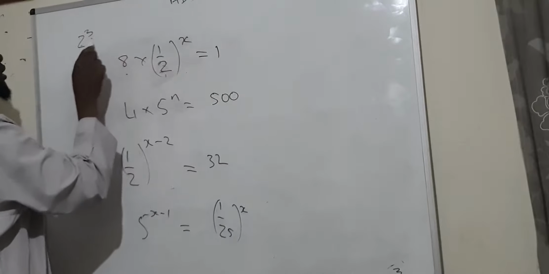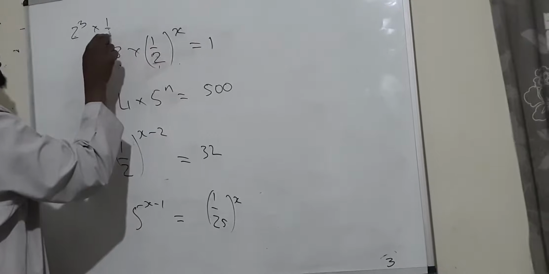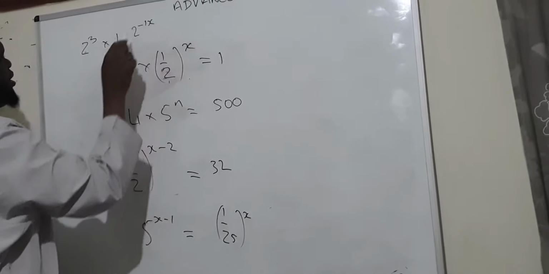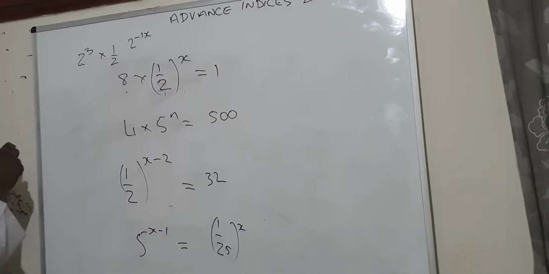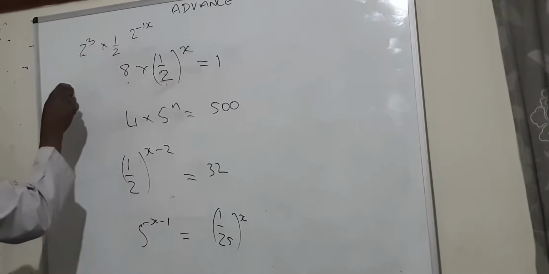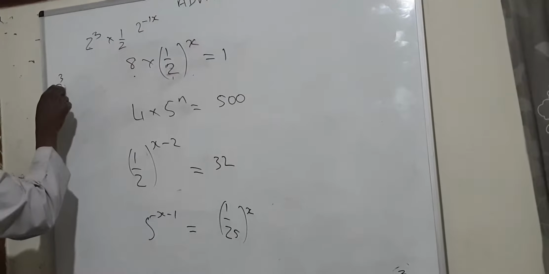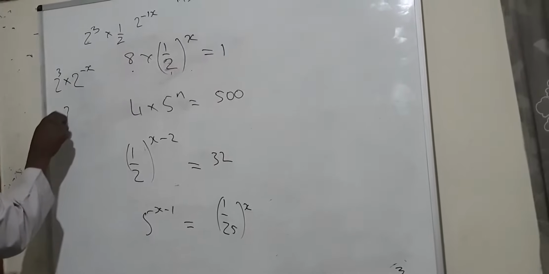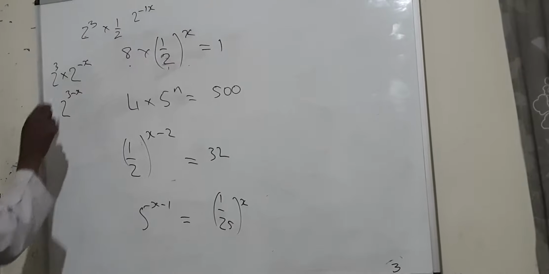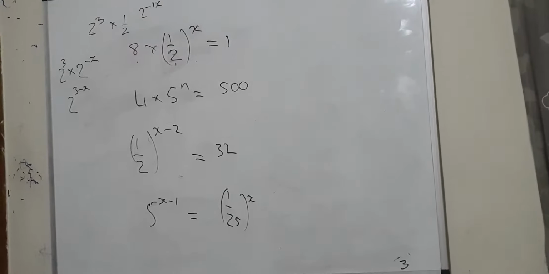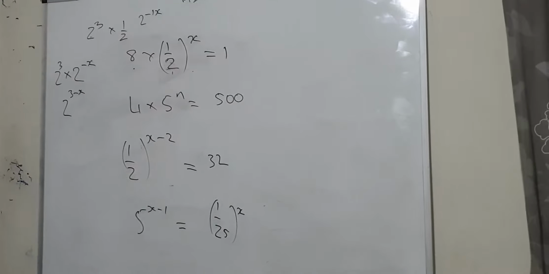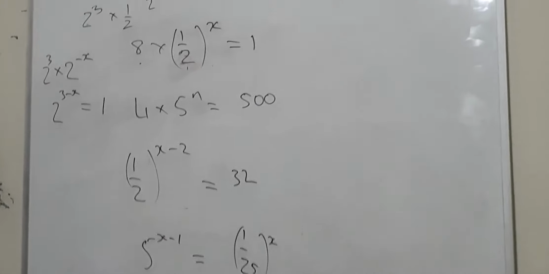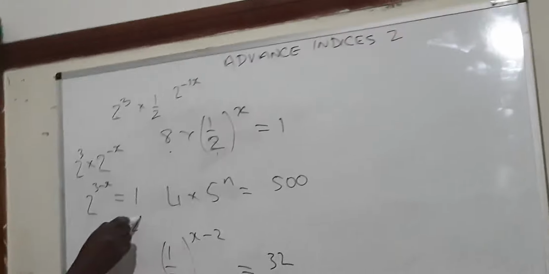2 to the power 3 times half the power x, where half is 2 to the power minus 1, multiplied by x. So when you multiply, you add the indices. You're going to say 2 to the power 3 times 2 to the power minus x, which is 2 to the power 3 minus x. So this is equal to 1, and 1 is 2 to the power 0.